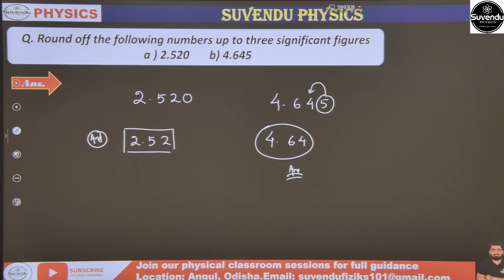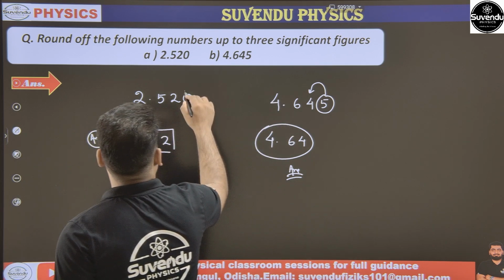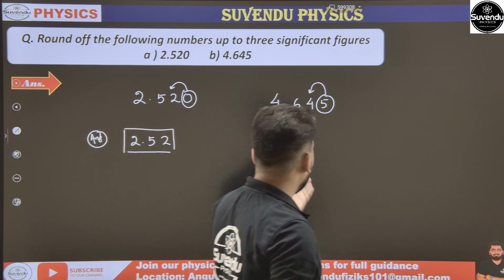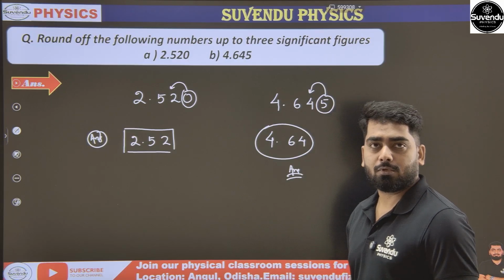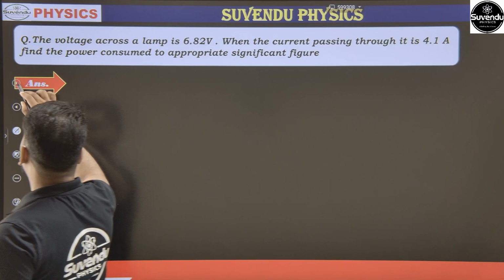Now all of you see this thing. ओके, यहाँ पे भी देखो digit to be dropped is 0, less than 5, preceding digit remains unchanged, so 2.52. Here three significant figures are available, here also three significant figures are available. That's the content. Okay, next question.